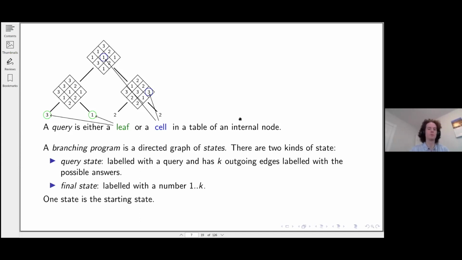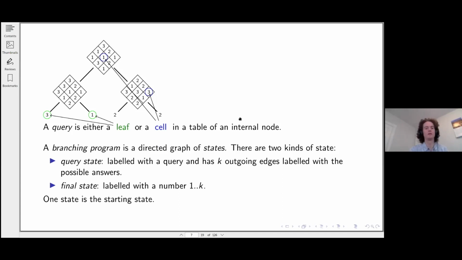So to be a bit more precise, a branching program has 2 kinds of states. It has query states, which are labeled by these queries. Once you arrive at one of those query states, you follow one of the edges coming out of it, depending on the answer to that query. And you also have final states. Once the computation reaches a final state, that means you stop and you output whatever that state was labeled with. And finally, one of the states is labeled as the starting state, where you start.